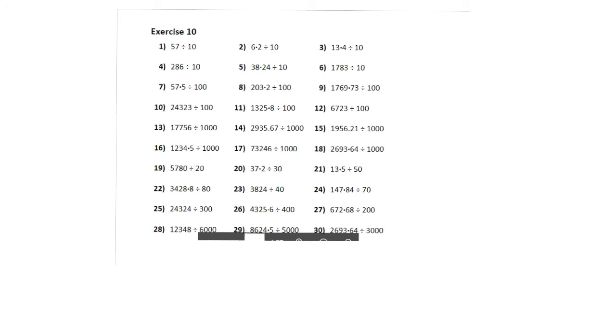So you'll notice from question 1 right up to question 18, you're just dividing by 100, 1000 or 10. Okay, when you get to 19, it then changes to being a multiple of 10, so 20, 30, 40 and so on. So question 1 to 18 are like the first 2 examples that I did there, and 19 to 30 is like the second example.